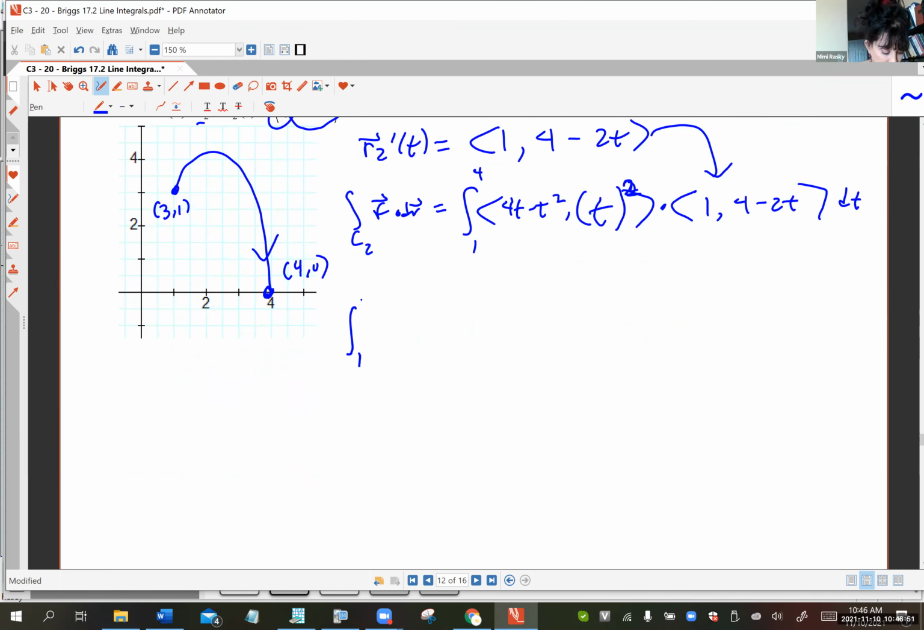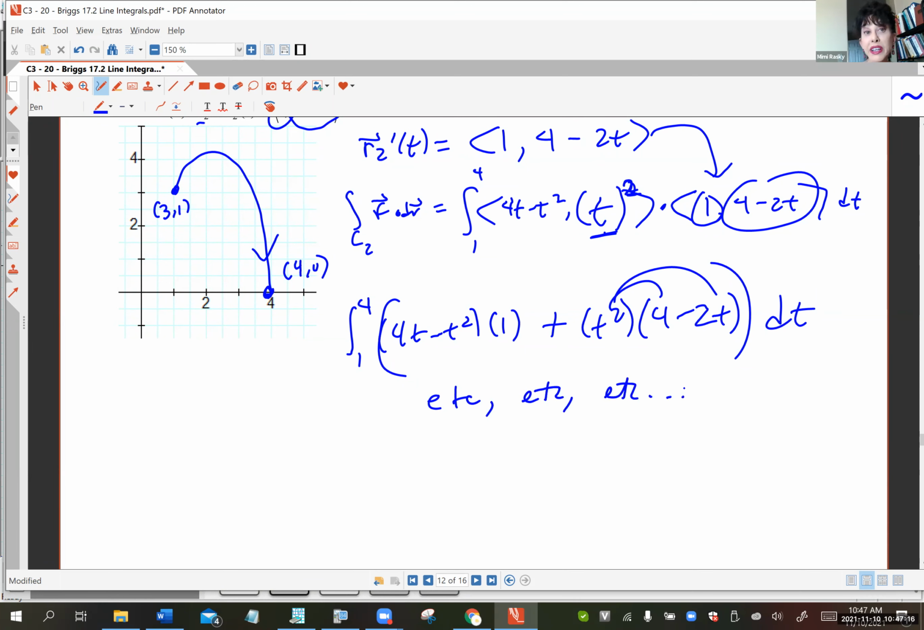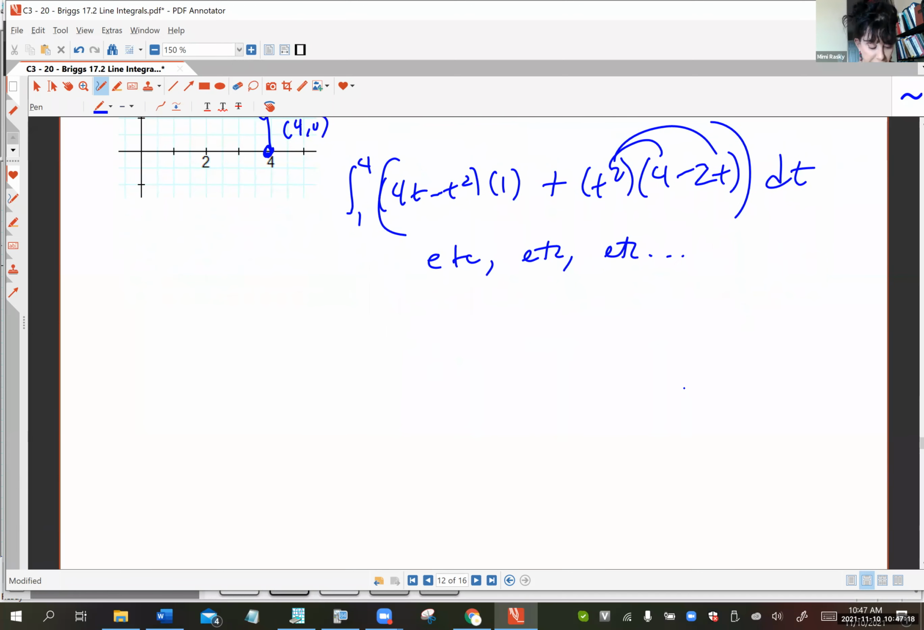And then take a dot product. We're going to multiply 4t minus t squared times 1. Oh, that's easy. Plus this guy here, t squared times this y component, and then integrate with respect to time. Once again, I don't feel like doing this. You can go ahead and do it. Don't forget to distribute this t squared. I'll just put et cetera. Pretty easy integral to do. Any self-respecting Calc 1 student can do it. And I get negative 69 halves.